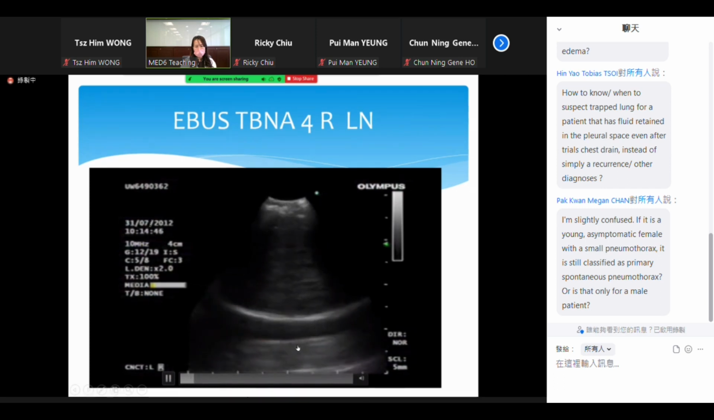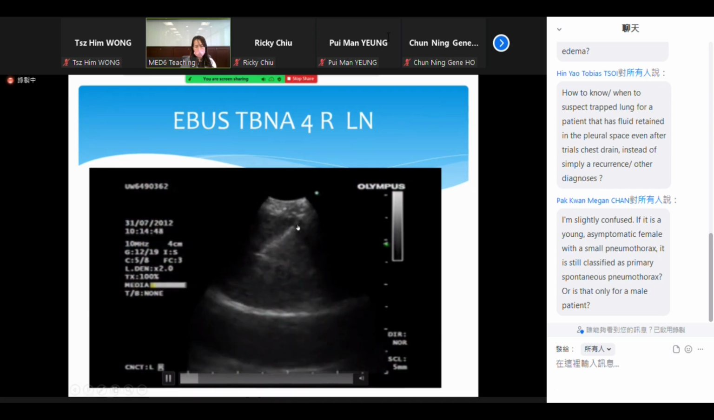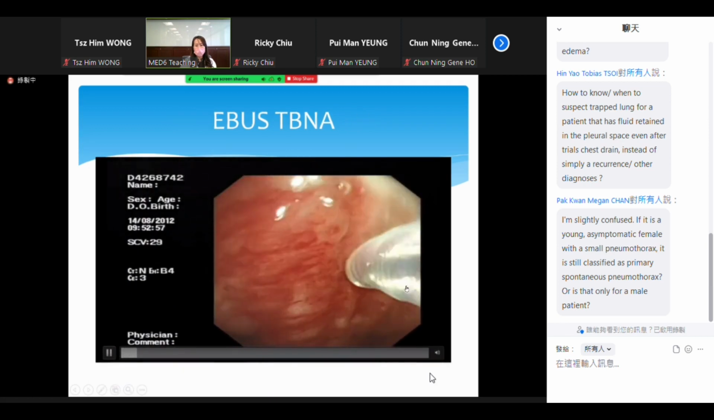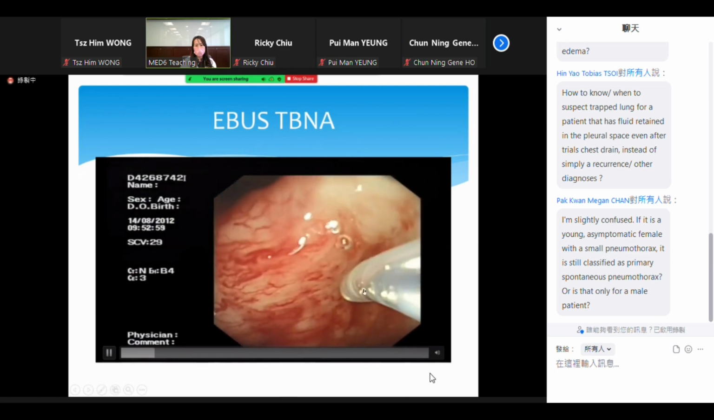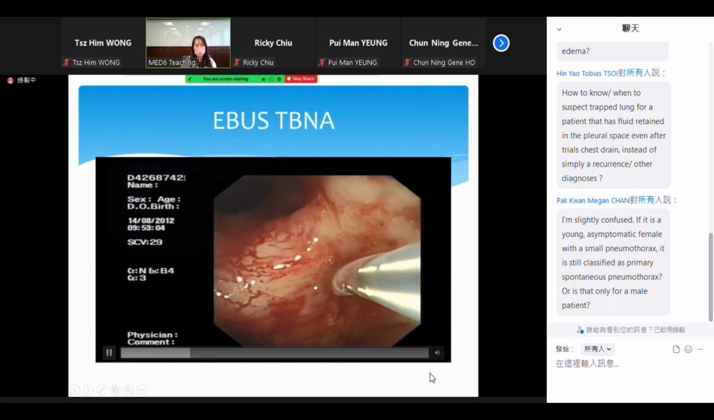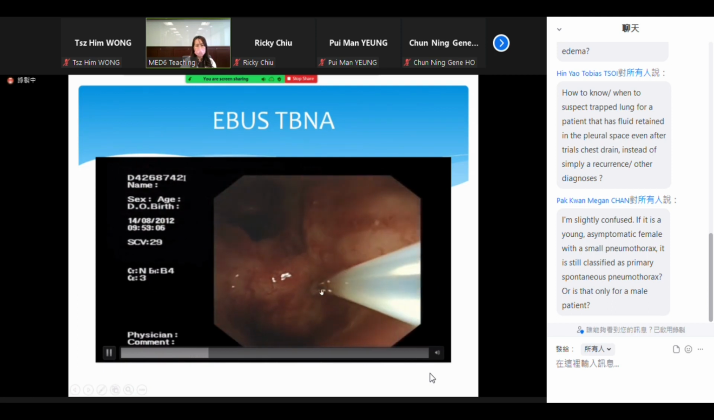So this is the lymph node. The needle will stick in, and then we will do agitation. So this is a real-time ultrasound guided fine needle aspiration of lymph node. So this is the endoscopic view. We will put the scope there and then stick a needle in. So this is the carina. We are doing the subcarinal FNA.